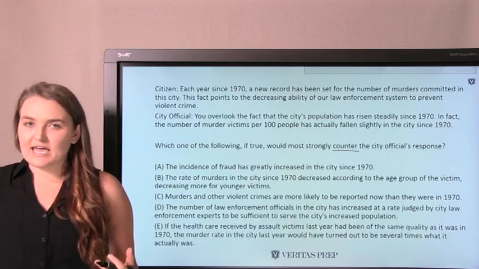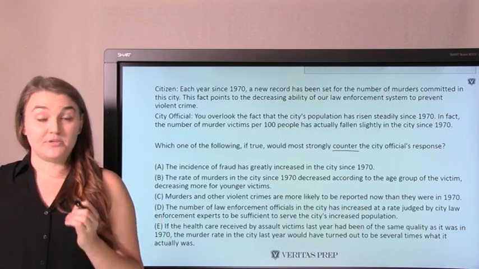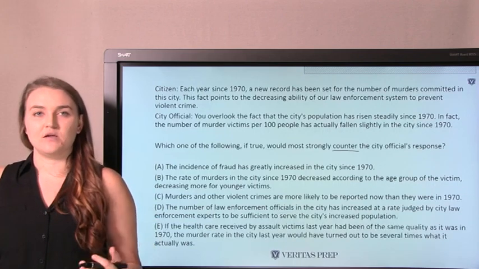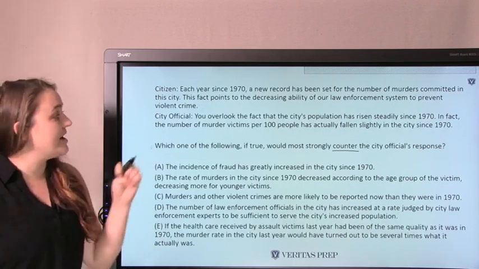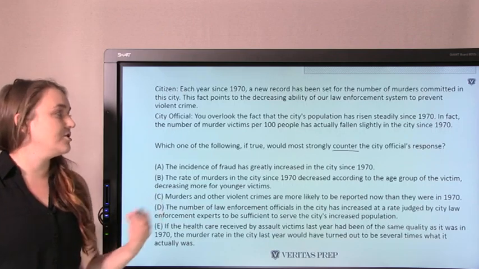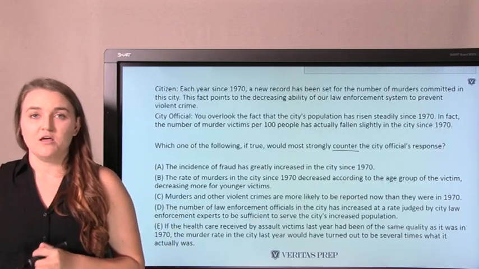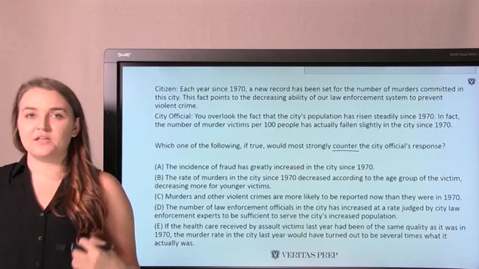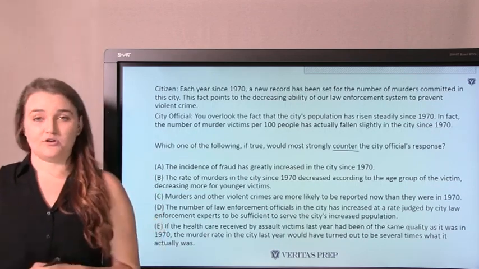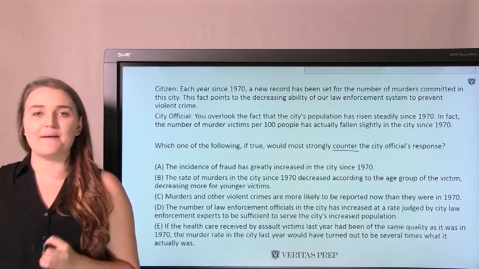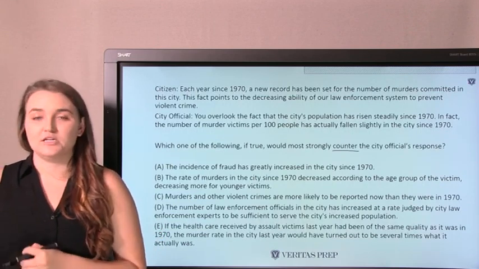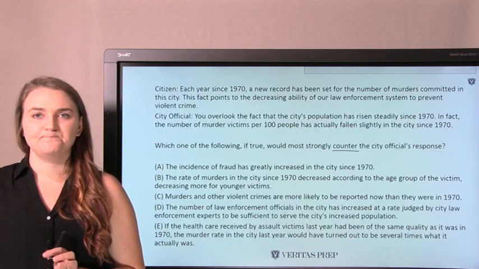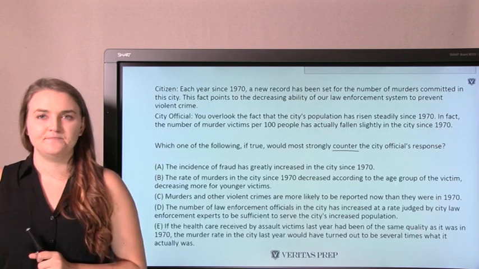So let me once again ask you, and I know it's a bit of a repetitive question, but it's a really important one. Where's the gap here? What's the gap in reasoning with how the city official responds by saying, hey, our murder rate's actually fallen, thus we have not decreased in the ability of our law enforcement to prevent violent crime? What's the flaw or the gap in reasoning that we very likely will need to address when moving through these answer choices? Anyone have thoughts for me here?